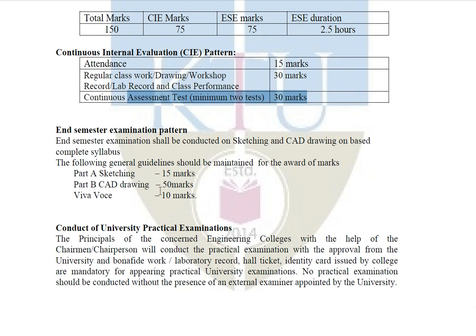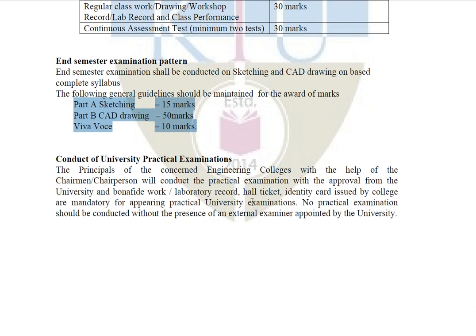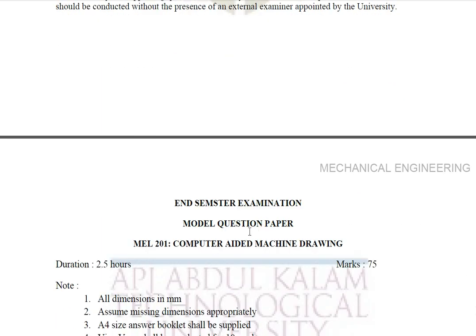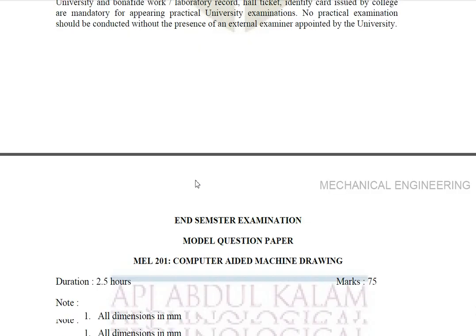Now for the end semester exam, the total marks is 75, so in total it is for 150. Your part A in the question paper pattern is all about sketching, which will be 15 marks. Part B is CAD drawing for 50 marks, and Viva Voce will be for 10 marks. As per the university, there will be an external examiner for your exam.